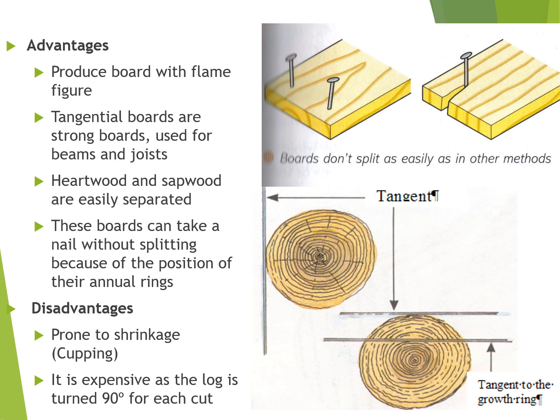Heartwood and sapwood are easily separated, which means that when it comes to drying these timbers out from the 50% moisture that they're at the moment, which is known as green timber, drying that out to 20% and less, if the heartwood and the sapwood are separated, it makes that process easier. These boards can take a nail without splitting because of the position of their annual rings. The disadvantages are it's prone to shrinkage, and it's an expensive, slow process because the plank has to be turned 90 degrees for each cut.